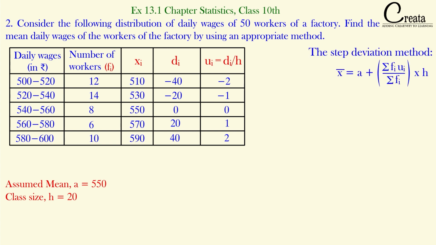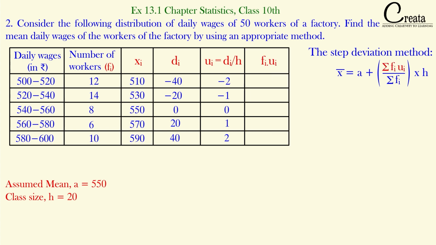This is the formula. In the formula, we have to calculate the sum of Fi into Ui. For that, we have to calculate Fi into Ui for each row. Let's do so. Let's multiply each row, like 12 into minus 2, it is minus 24. 14 into minus 1, it is minus 14. 8 into 0, it is 0. 6 into 1, it is 6. 10 into 2, it is 20. We got Fi into Ui.